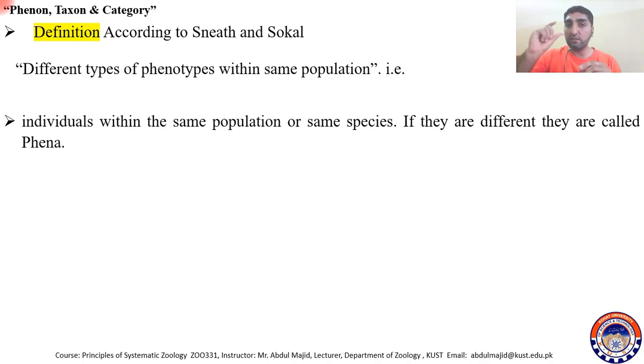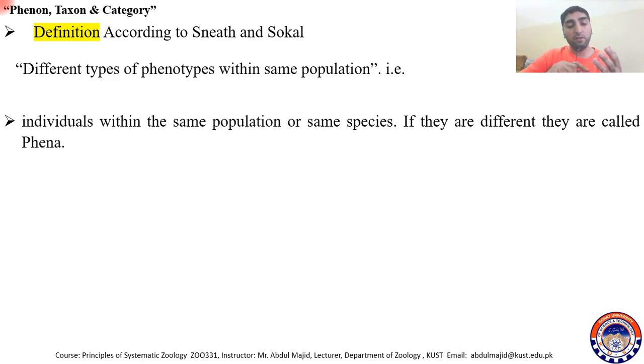Like green eye is a different phenotype from the black, and black is from the blue. Curly hair is different from the straight hair, and straight hair is different from the curly hair. So individuals within the same population or species, if they are different, they are called phena. So if in a class of 50 students, 10 students have green eye color that is different from the rest of the class, this is the green eye phena, and the other one is the black eye phena. So the rest of the 40 have black eyes, so that is the black eye phena, and the 10 students who have green eye color are a different phena.